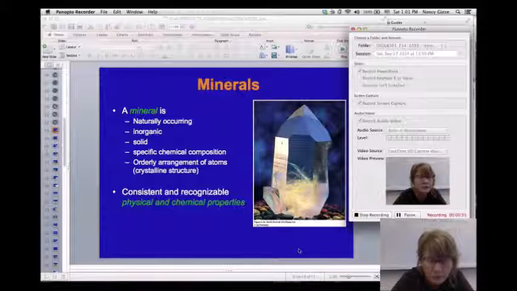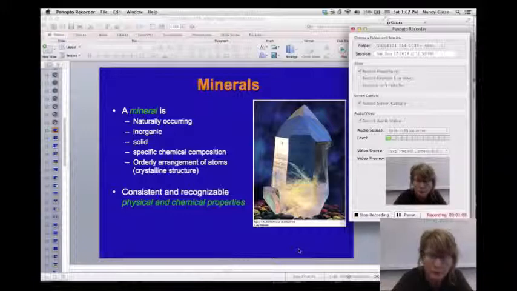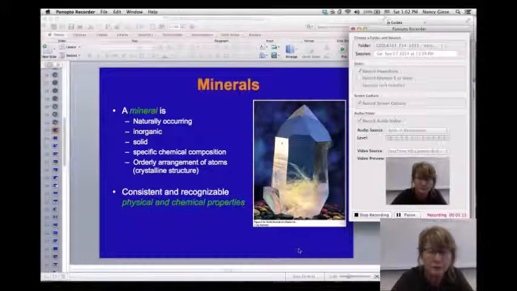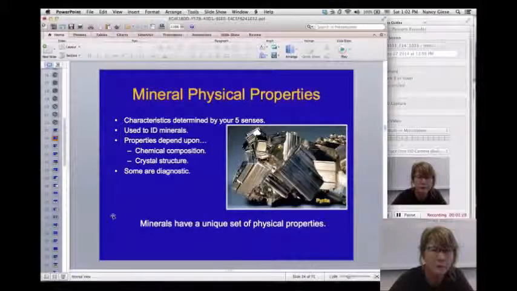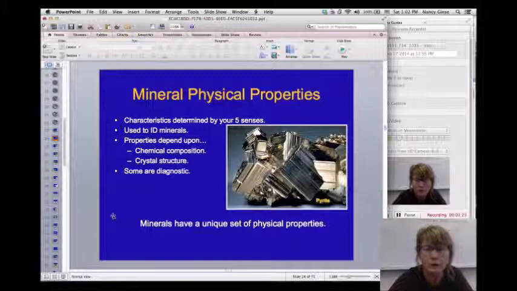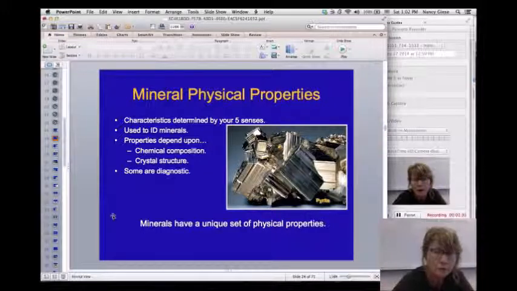There are thousands of minerals that exist around us, and so how can we determine what mineral we're looking at? Well, each mineral has consistent, recognizable physical and chemical properties. The property tests we will be doing are dominantly physical property tests. There's one chemical property test. A physical property test is a test that we can perform using our five senses, mostly vision. We have different ways of looking at minerals and describing them, but there are other senses that you can use for some minerals.